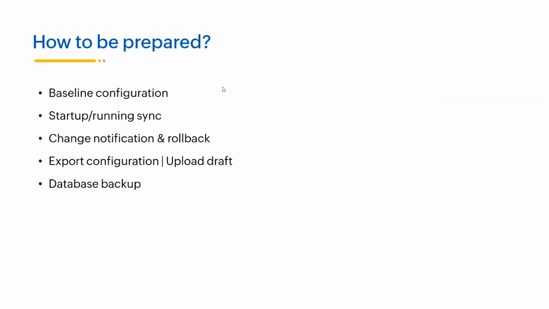Number three is change notifications and rollback. Set up change notifications and enable rollback for critical devices to quickly revert to a stable state if needed. Number four is export configurations. So you can export device configurations to your system for future reference. And number five is database backup. So regularly backup your network configuration database. So we have covered the first 3 points. Now let's take a look at how to export configurations and backup the database.